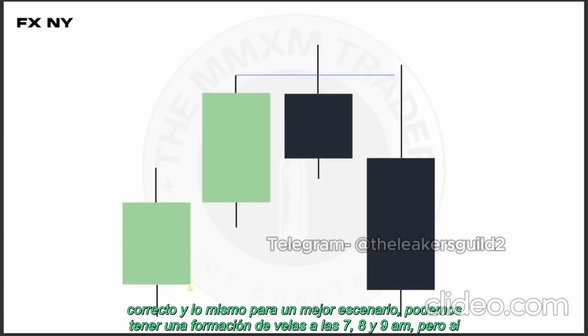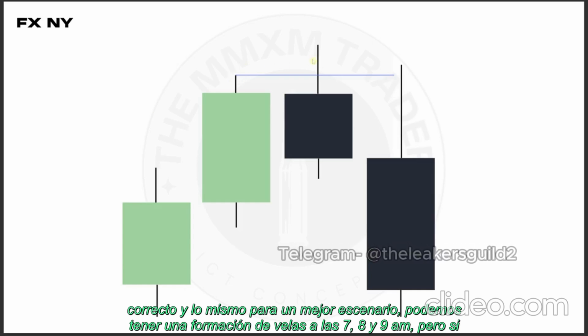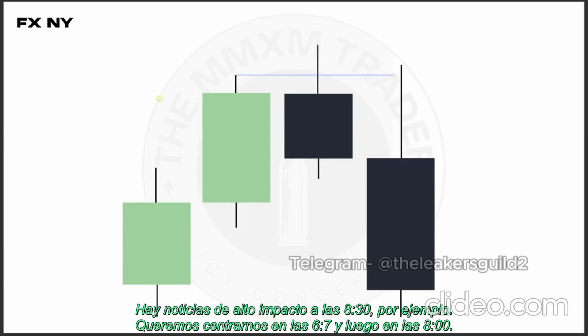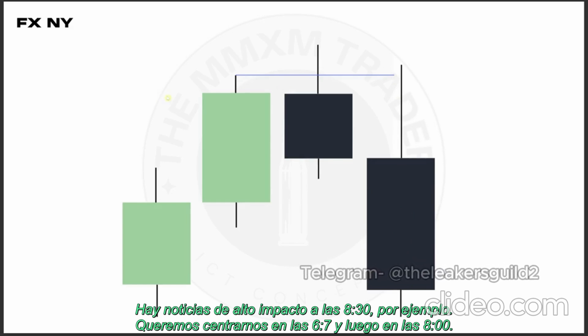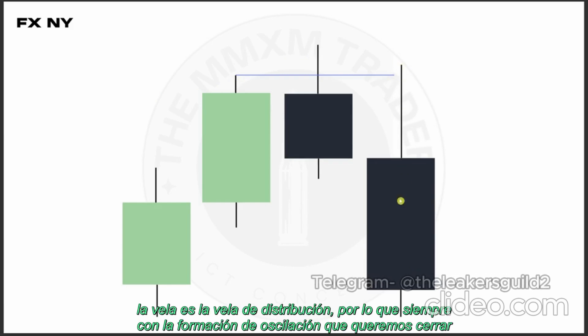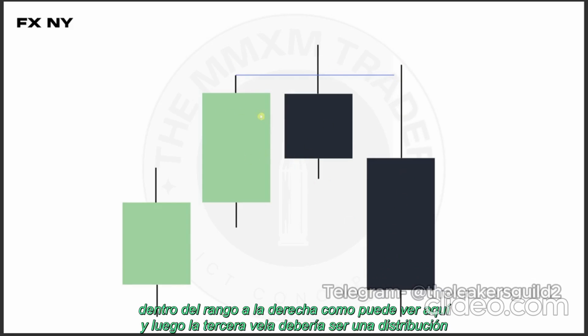And the same thing for a bearish scenario. We can have a 7, 8, and 9 a.m. candle formation. But if there is high impact news at, let's say, 8:30, we want to be focusing on the 6, 7, and then the 8 a.m. candle being the distribution candle. So again, always with the swing formation, we want to close inside of the range, as you can see over here. And then the third candle should be a distribution.